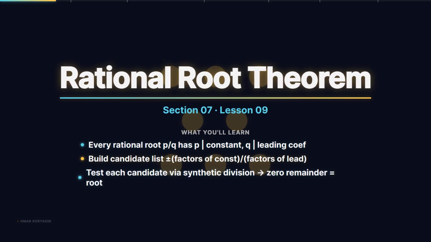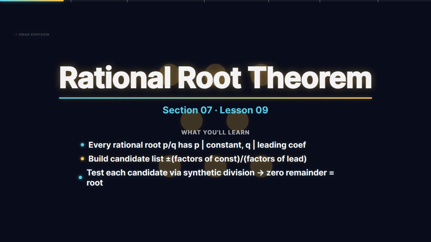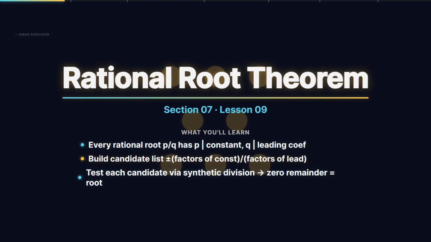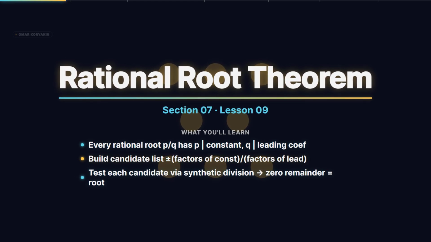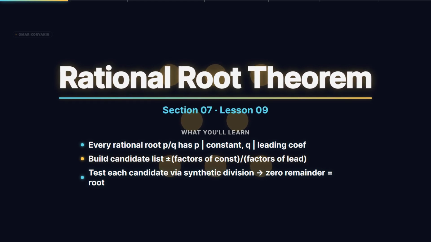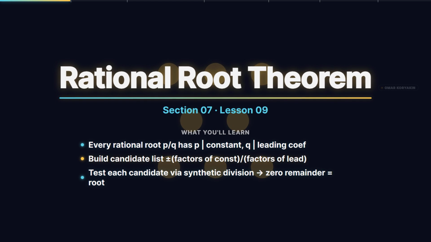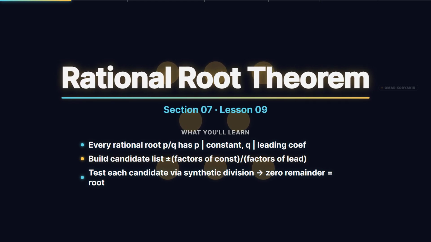Third idea, testing the candidates. Apply the factor theorem with synthetic division on each candidate from the list. Run synthetic division by x minus c for each c in the candidate list. If the remainder is 0, c is a rational root, and the quotient polynomial in the tableau is the polynomial divided by x minus c with degree 1 less. Repeat the testing on the reduced polynomial to find further roots. Stop when all candidates are tested or when the polynomial has been reduced to a quadratic, at which point use the quadratic formula or factoring directly. Today we drill the workflow on a worked example with multiple rational roots.